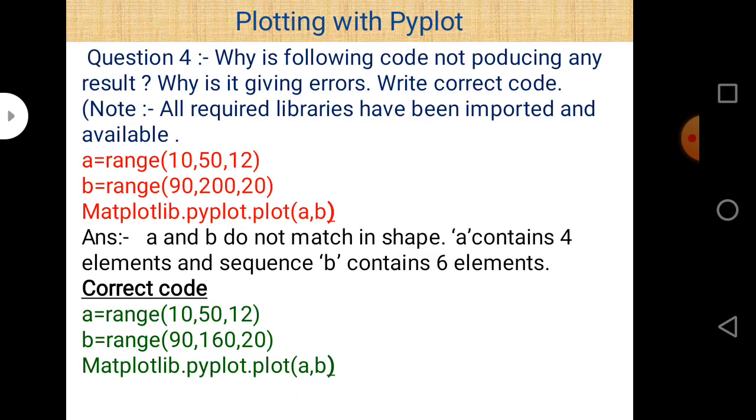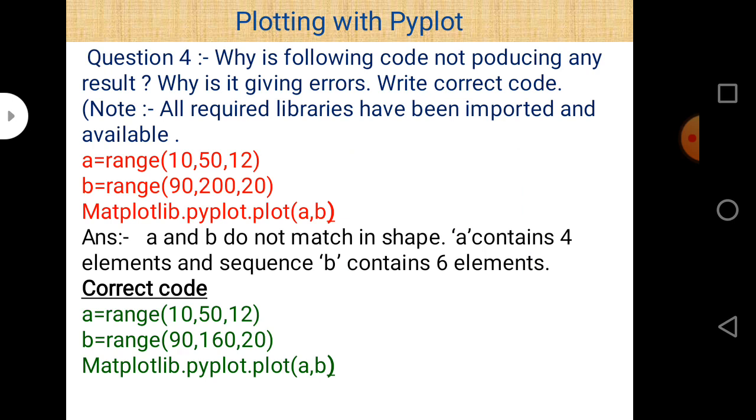Now question number 4, why does the following code not produce any result? As already mentioned, the given code in red color is not executed at all. And why is it giving errors? Write the correct code. So there are basically two parts to this question. First we have to find the error, and second we have to write the correct code, and note that all required libraries have been imported and are available.